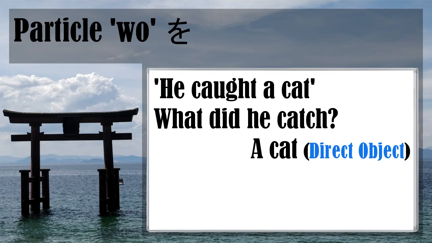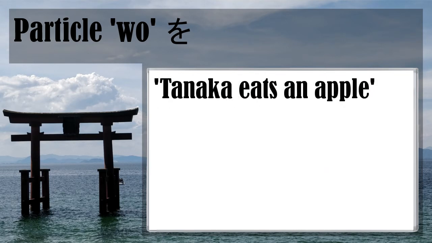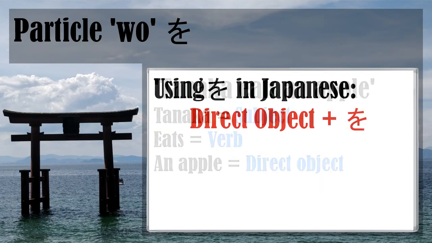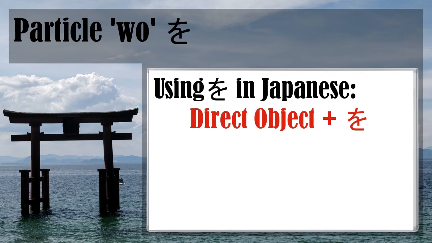Or a second example would be Tanaka eats an apple. Tanaka is the subject, and to eat is the verb, and the apple is the direct object. So it's really quite easy what a direct object is. Explaining it is more difficult than understanding what it is. And basically what you need to do to say these sentences in Japanese is you need to take the direct object and add the particle wo behind it.